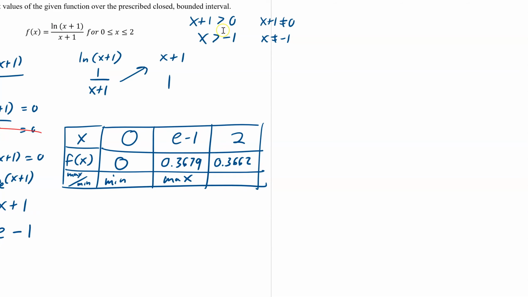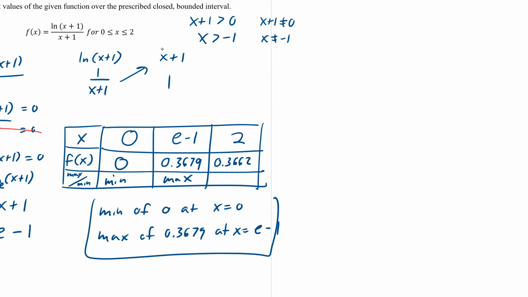And our function is continuous on the interval. So using the extreme value theorem, we know what our values are. So we have a minimum value of 0 at x equals 0. And we have a maximum value of 0.3679 at x equals e minus 1.